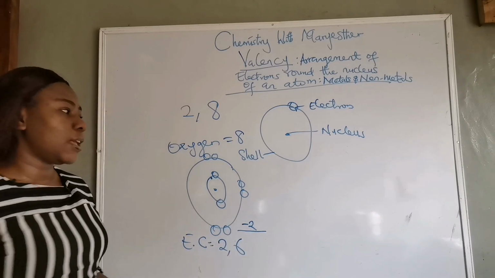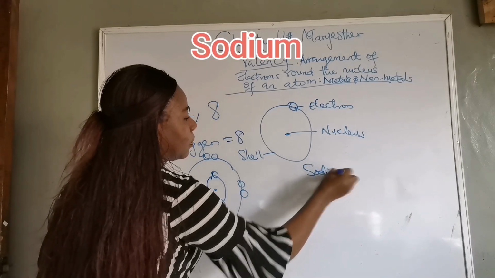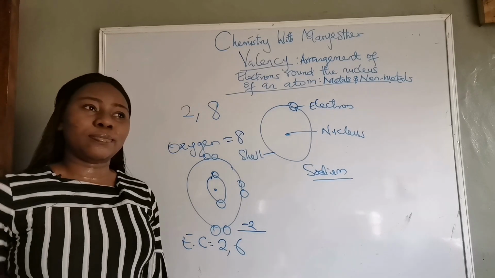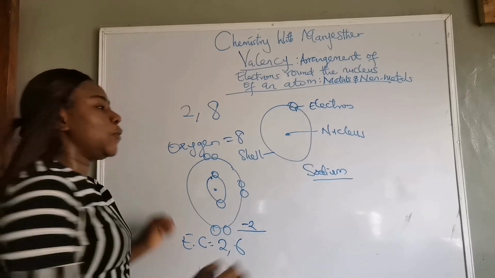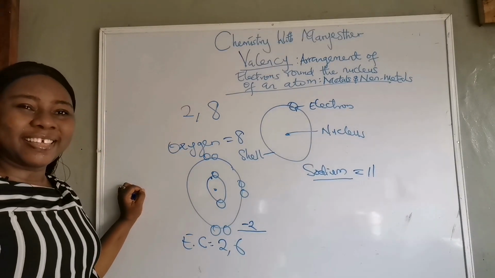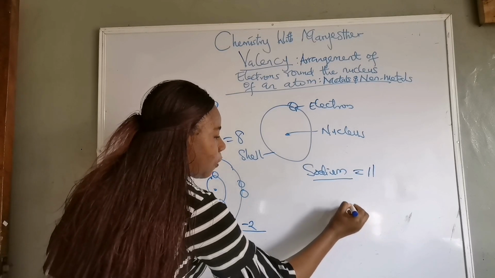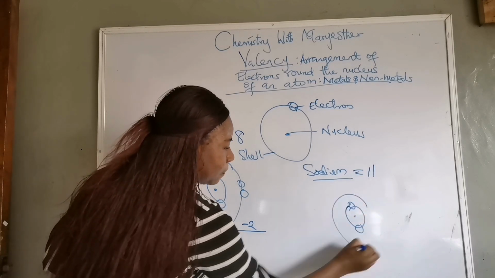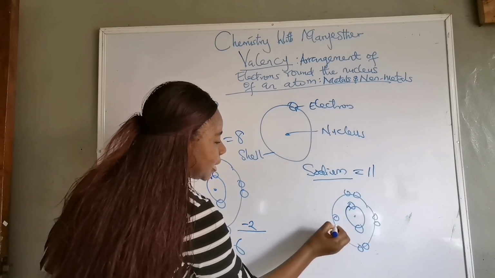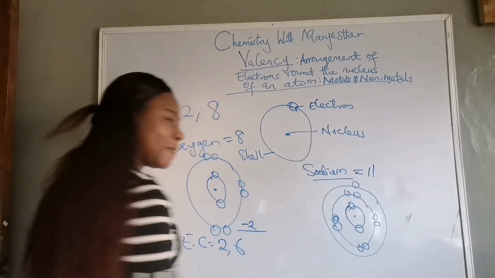Let's try something else. What of sodium? You ask yourself, what is the atomic number of sodium? When you check it, you know that the atomic number of sodium is 11. Now, let's fill it in. Innermost shell, 1, 2, 3, 4, 5, 6, 7, 8, 9, 10, 11.